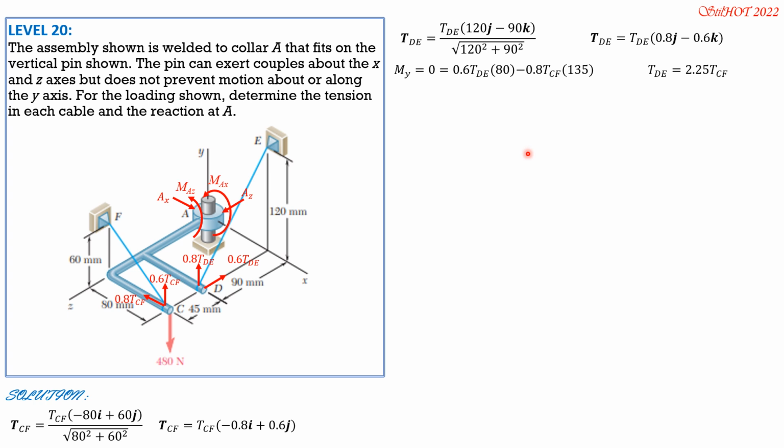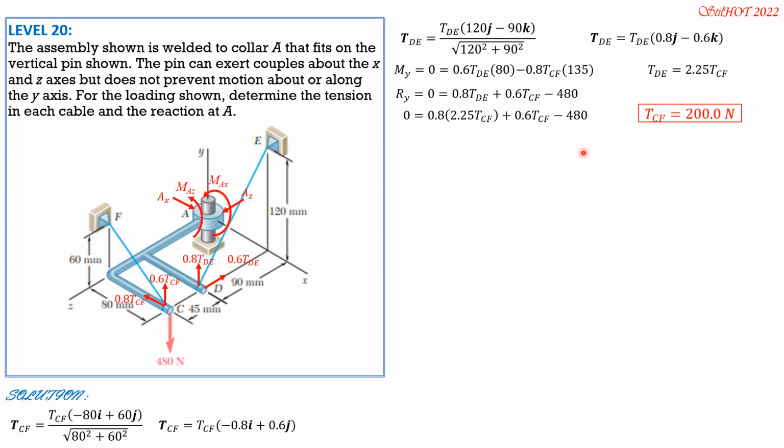Then summation of forces in Y, Ry equals 0. So 0 equals 0.8 tension DE plus 0.6 tension CF minus 480. Substituting tension DE, which is 2.25 tension CF, into this equation, we can now compute tension CF. So 0 equals 0.8 of 2.25 tension CF plus 0.6 tension CF minus 480. So tension CF is equal to 200 newtons.